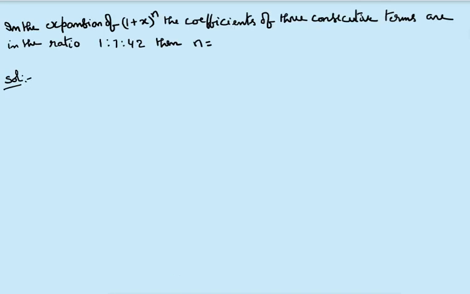Good morning, students. In the expansion of (1 plus x) to the power of n, the coefficients of three consecutive terms are in the ratio 1 is to 7 is to 42, given. So let us say the rth term, that is nCr minus 1, the (r plus 1)th term, that is nCr, and the (r plus 2)th term, that is nCr plus 1. These are the coefficients of the rth term, (r plus 1)th term, (r plus 2)th term in the expansion of (1 plus x) to the power of n. In the question, their ratio is given as 1 is to 7 is to 42. Then he is asking to find the value of n.